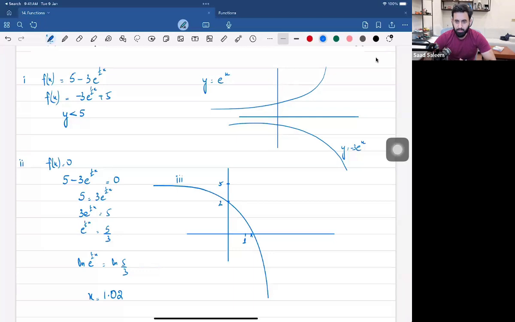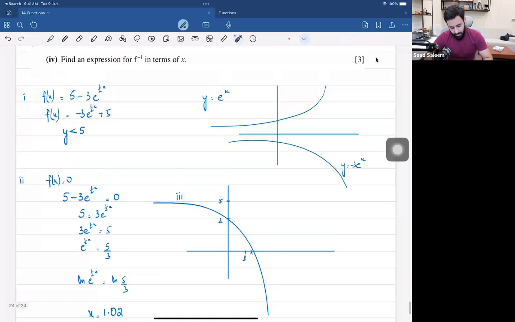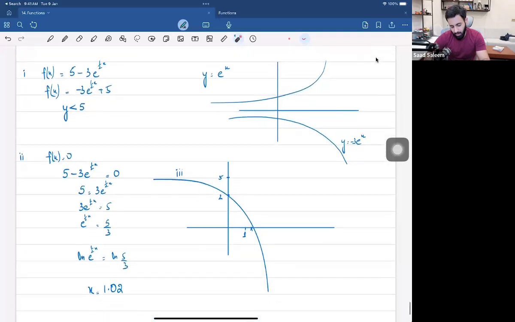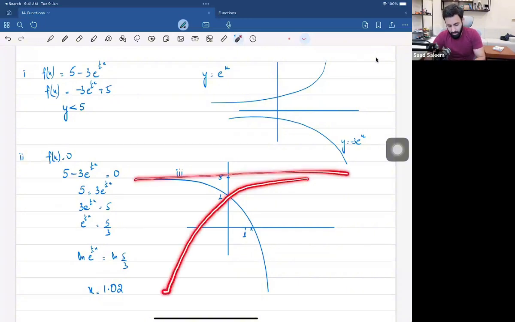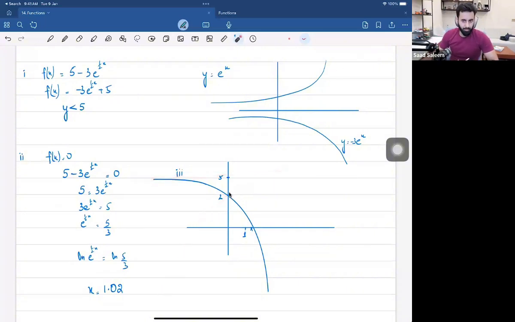So if it was minus 3 e power minus half x, yes, it would still be less than 5 because in that case, it would be reflected along the x-axis. Achha, wait a minute. Your question is, if it was minus 3 e raised to the power minus half. Okay, so this is minus 3 e raised to the power half. Yes, in that case, it would be reflected along the y-axis, so it would still be less than 5. Yes, that's correct.